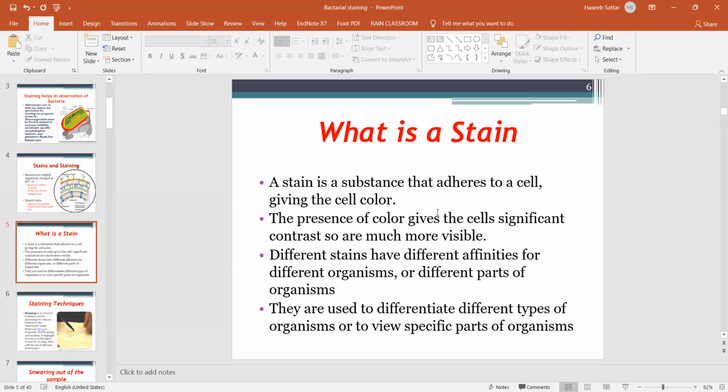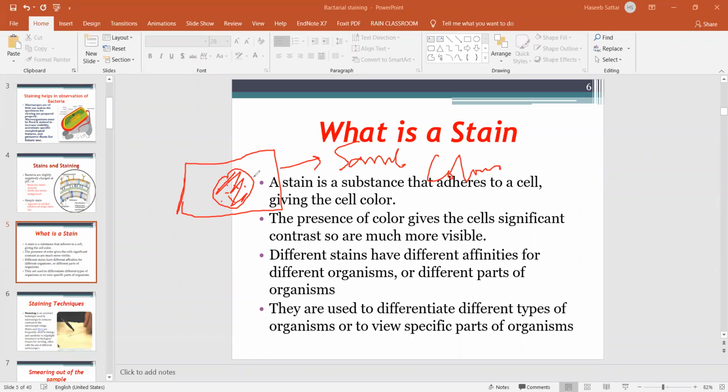But the problem is, on the slide we have a group of bacteria. This stain, the simple staining technique, actually colors the whole slide. So all bacteria will be colored the same color. So all the bacteria will be stained the same.